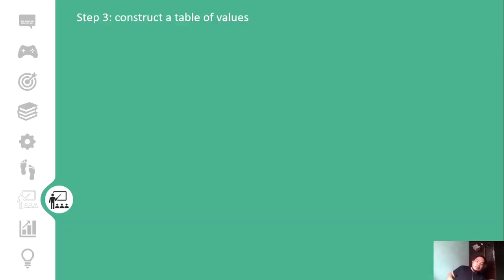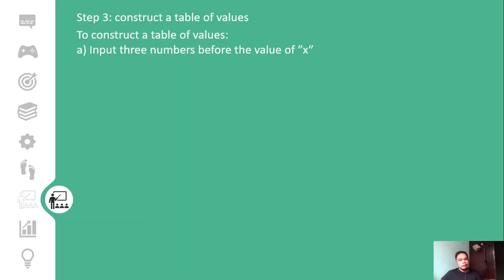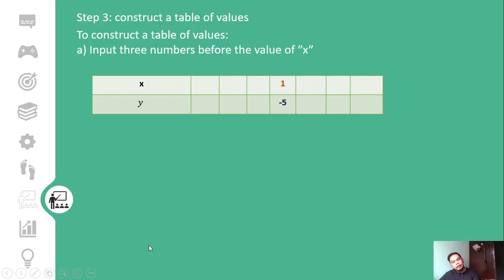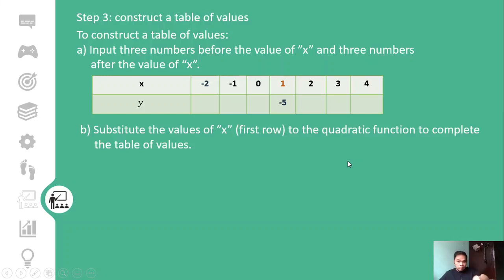Okay, so step 3 is to construct a table of values. So again, we have to input 3 numbers before the value of x. So ano yung tatlong number before 1? We have 0, then -1, and -2. Then on the right side, we have 2, +2, +3, and +4. Okay? Now let's solve for the value of y. Now by substituting x.